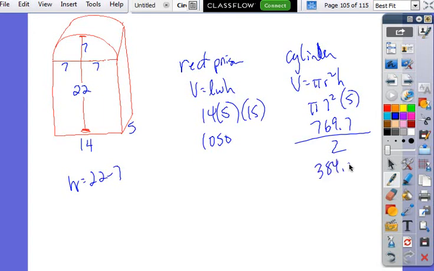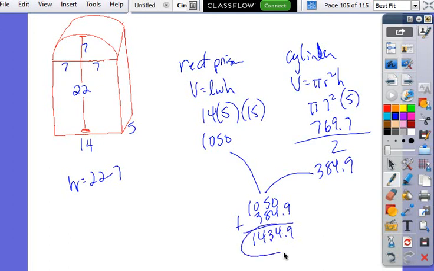1,050 plus 384.9 gives 1,434.8. I got 0.8 too, it's just a rounding thing. It doesn't matter, it's the same answer. All right, so are we good with that one? It's not wrong.